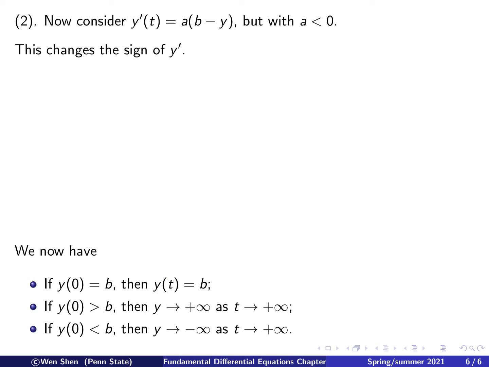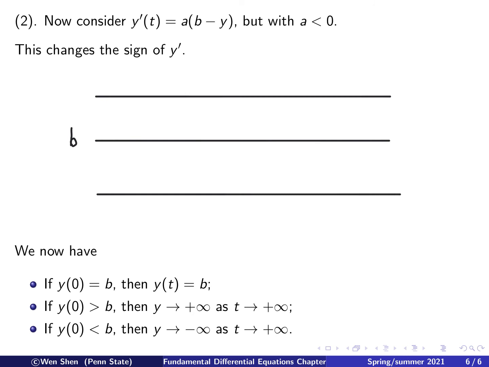Okay, so let's look at this case with some details. Let's consider the same equation in the same general setting, except now a is less than 0. Then the sign of y prime is all changed, and let's quickly sketch it. Let me draw 3 parallel horizontal lines, where the middle one is y equals b, the top one is y bigger than b, and the lower one is y less than b. From our discussion, we can quickly put in the arrows.